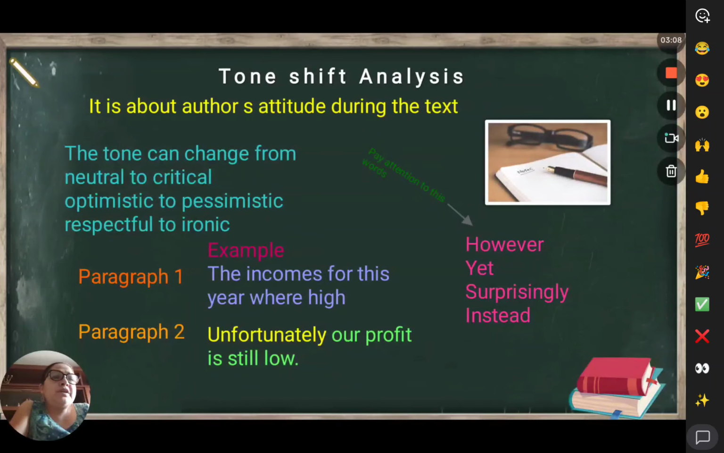We need to pay attention to these words. For example, however, yet, surprisingly, and instead. These are some of the examples. These words are some of the examples of how the phrase can change, okay, can change the tone.